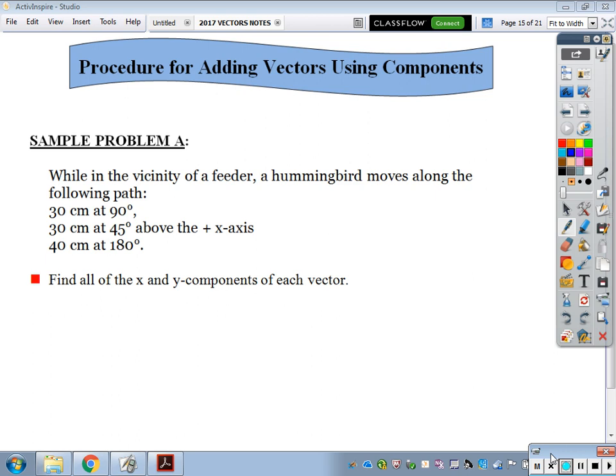When do we need to add vectors by components? Anytime that we have vectors that are not parallel to each other. So we'd have to go through this process, which is how most things are in reality.